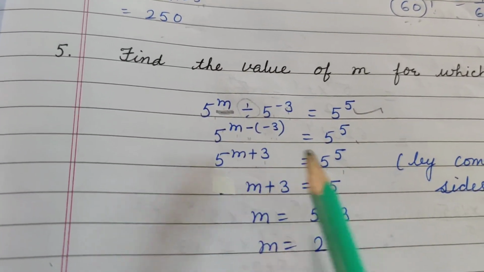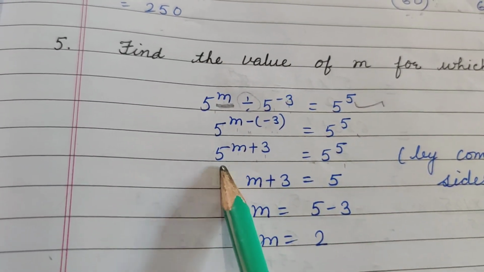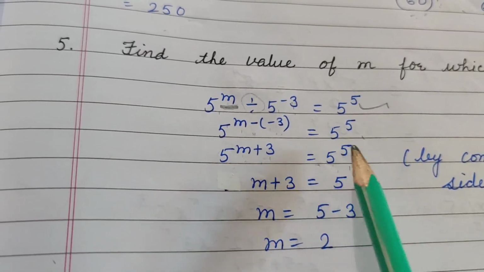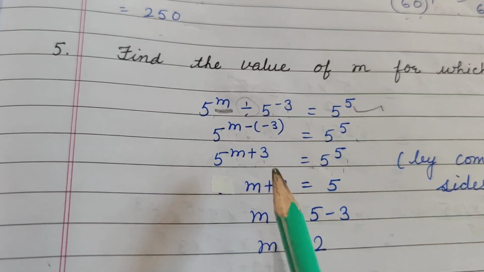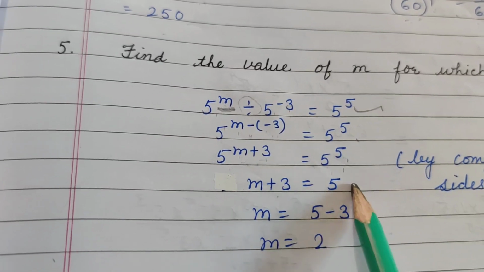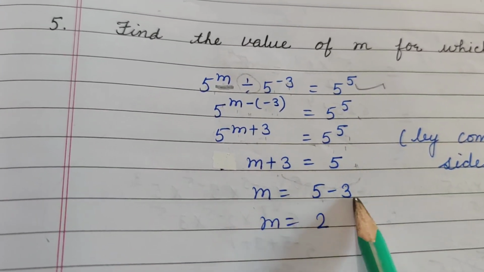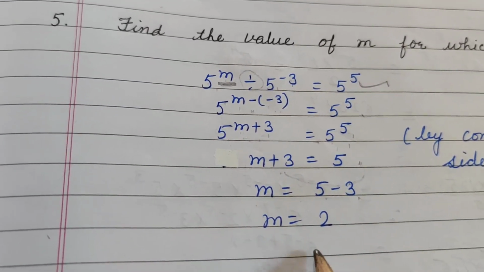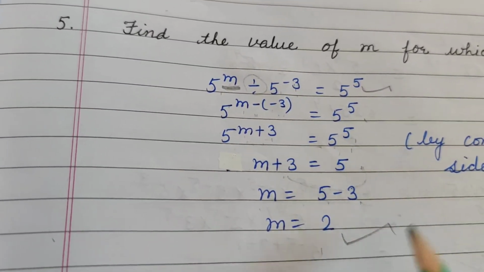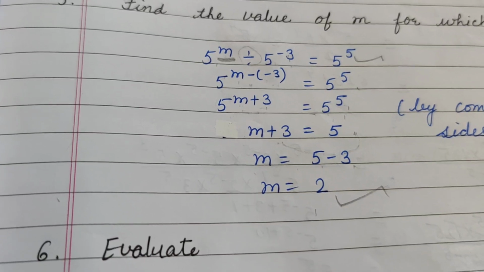Now by comparing these, you can see here the base is the same, so the power will also be the same. So m plus 3 is equal to 5. 3 will be subtracted here now. m is equal to 5 minus 3 is equal to 2. So the answer is m is equal to 2.